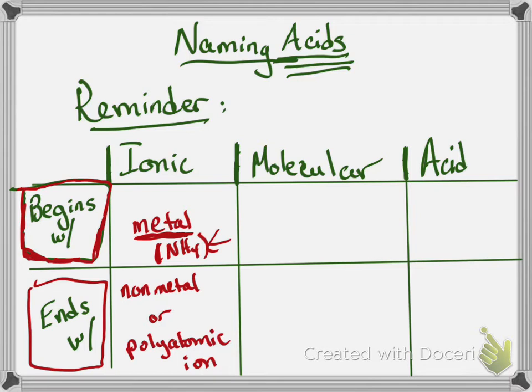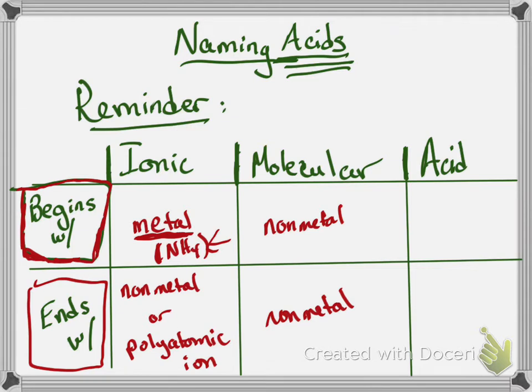Now, molecular compounds are the easiest ones because they begin with a nonmetal and they end with a nonmetal. So you just have to be able to look at a periodic table to discern between the two.